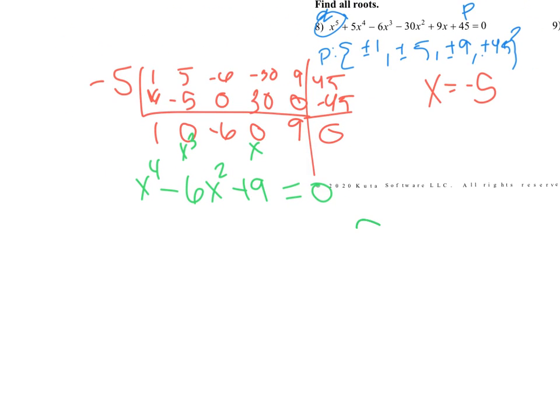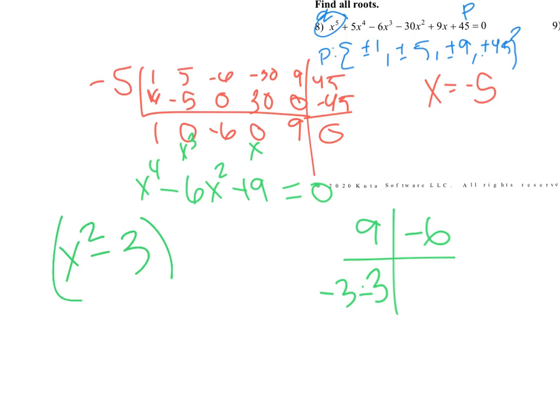So factors of 9 that add up to -6 are -3 and -3. So then I'm going to do x squared minus 3, x squared minus 3. There we go. Okay. And again, this all equals 0, so we're going to set each one equal to 0.